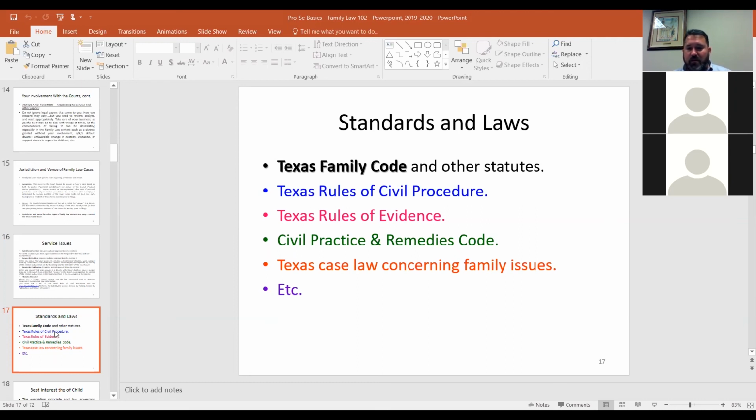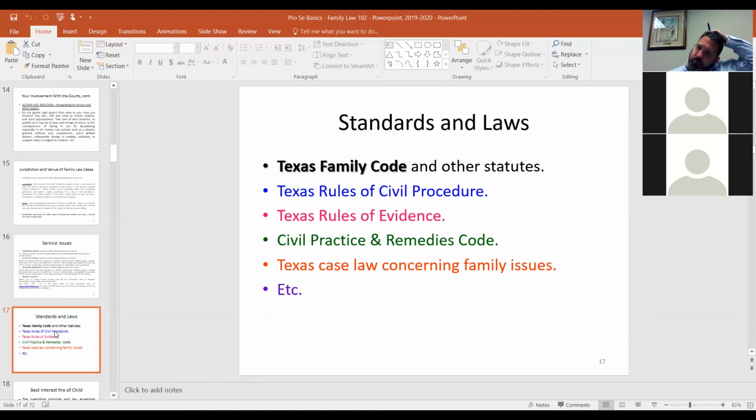The Civil Practice and Remedies Code is kind of an adjunct to the Rules of Civil Procedure. It covers a lot of different areas, things such as venue and jurisdiction, damages. Those things are governed by the Civil Practice and Remedies Code. We have that available as well. And it's not necessarily last, but definitely not least, Texas case law. Cases go through the system, get appealed to higher courts, the courts of appeals or the Texas Supreme Court, and they interpret law and lay down rules in regards to family law. So it's important to know that.